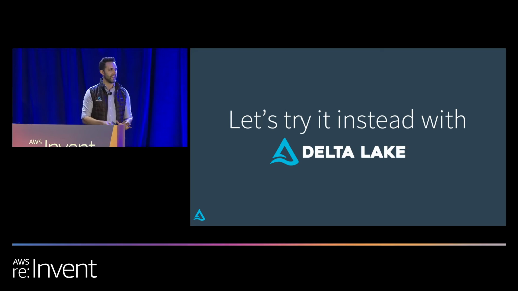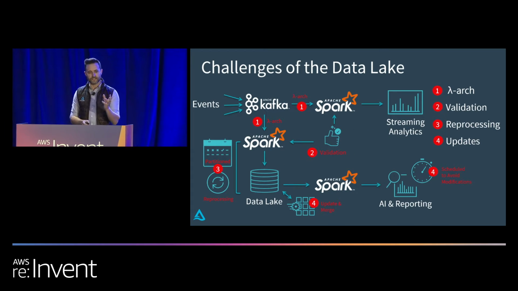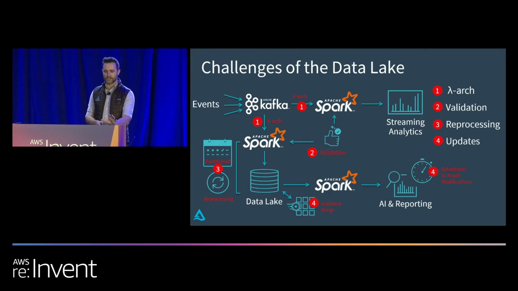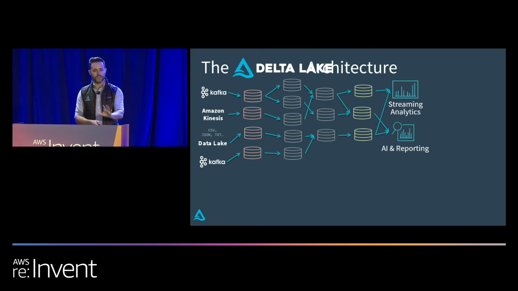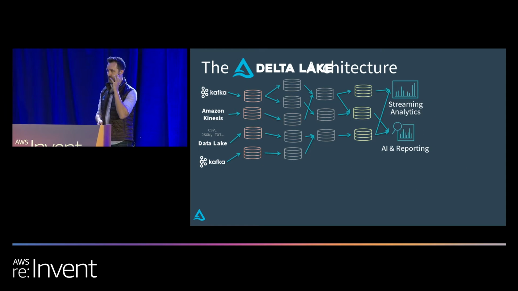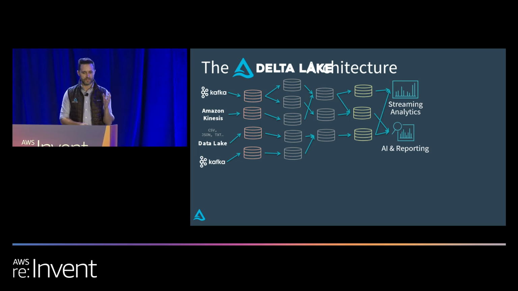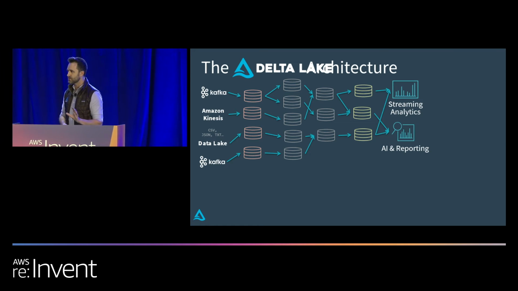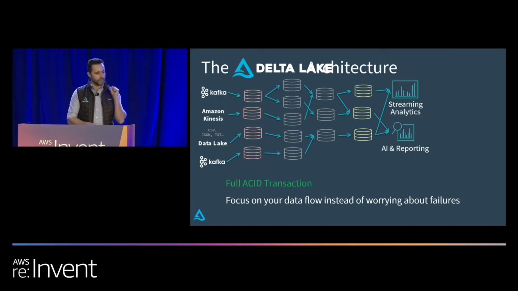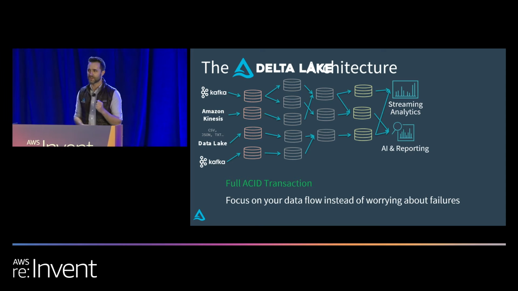So let's try it instead with Delta Lake. And the idea of Delta Lake is we're going to take this very complicated architecture and switch it to something like this, where you're thinking mostly about data flow rather than about these systems problems. And why are we able to do this dramatic simplification? Well, the primary trick is this thing called ACID transactions.